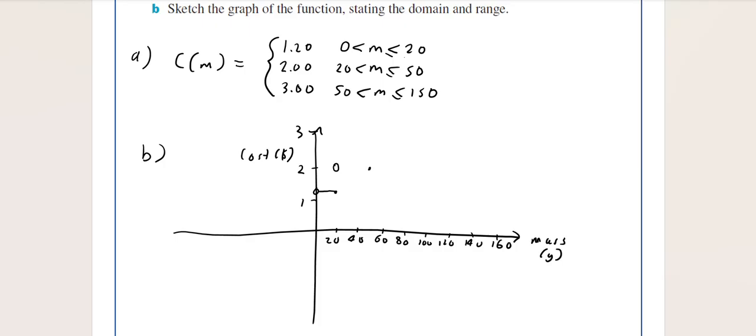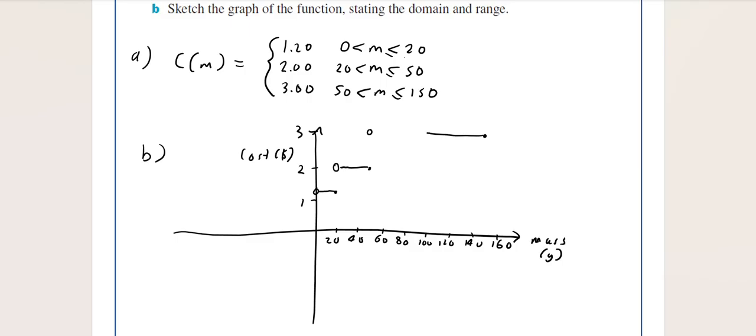Drawing a closed dot up at 50 because it does include 50. $2 being the second part of my graph. And then the obvious part for the third one is it's going to start at 50. It's going to be $3. So draw an open dot there, going all the way across to 150 grams.